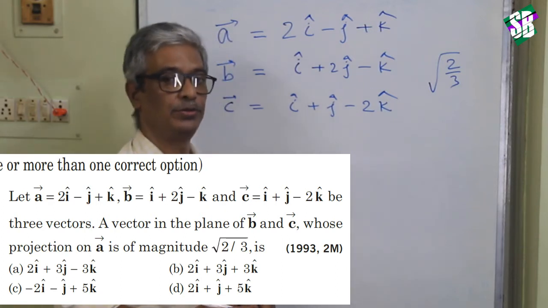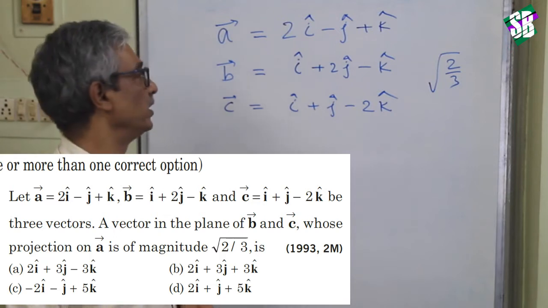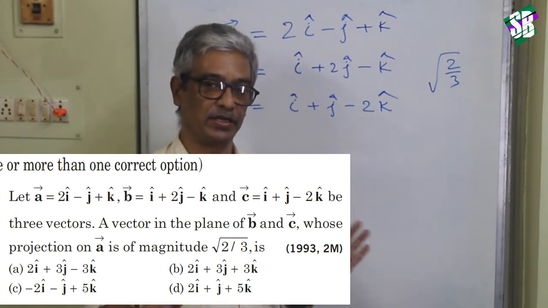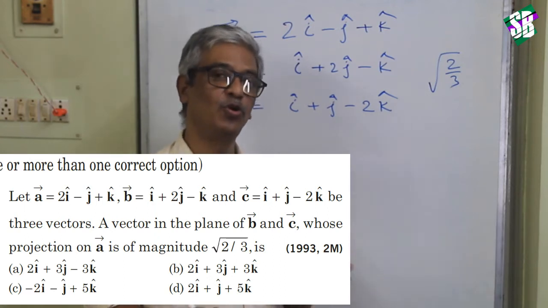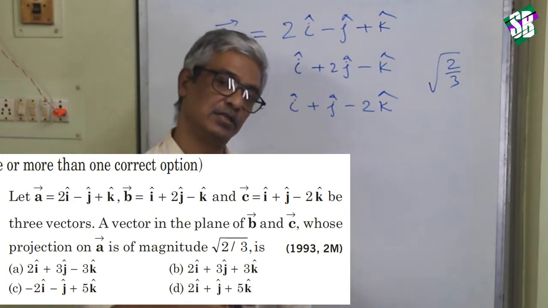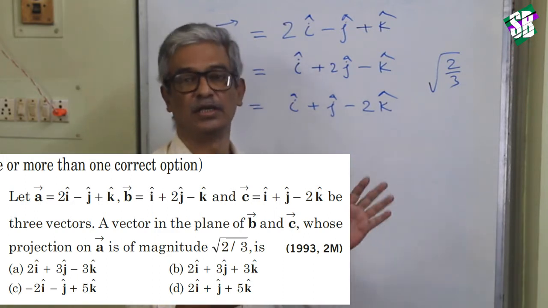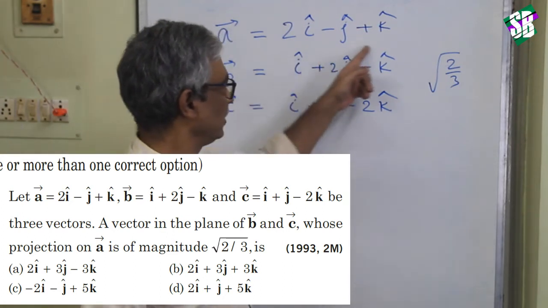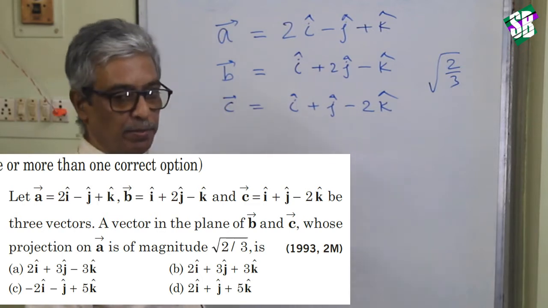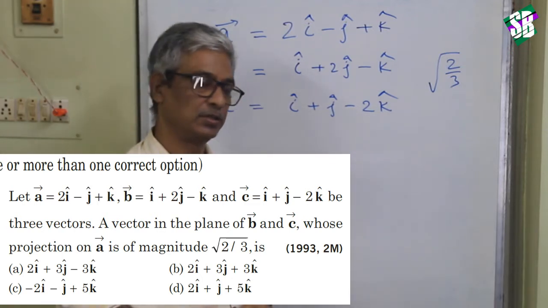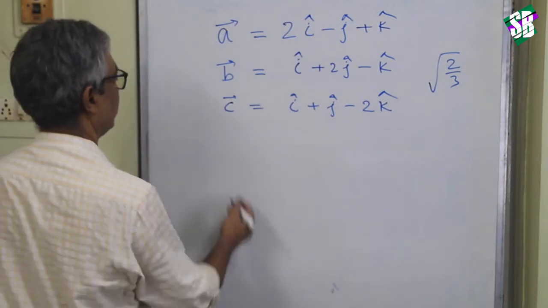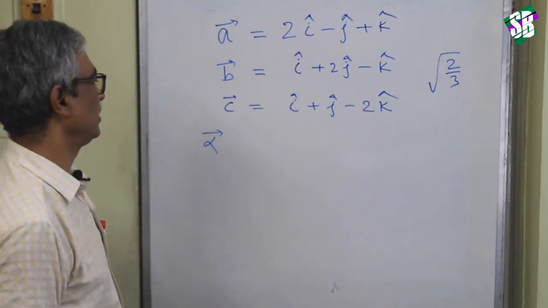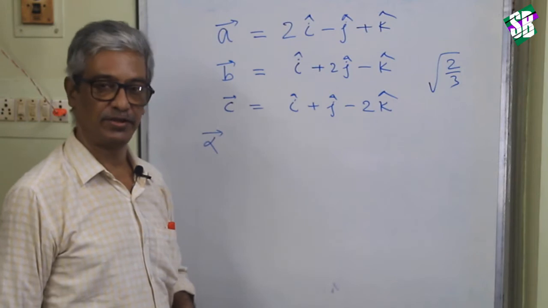As I have told you just a minute earlier, there are infinitely many such vectors. Even if you don't know this feature, you can proceed without knowing it. So we know that a vector on the plane containing B vector and C vector, let us name it alpha vector. So alpha vector is a vector in the plane of B vector and C vector.